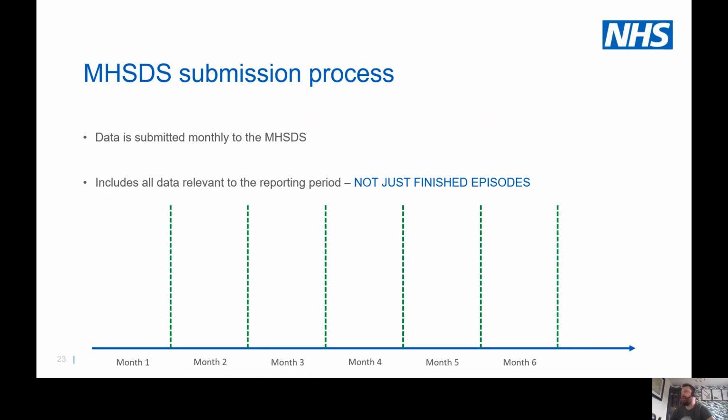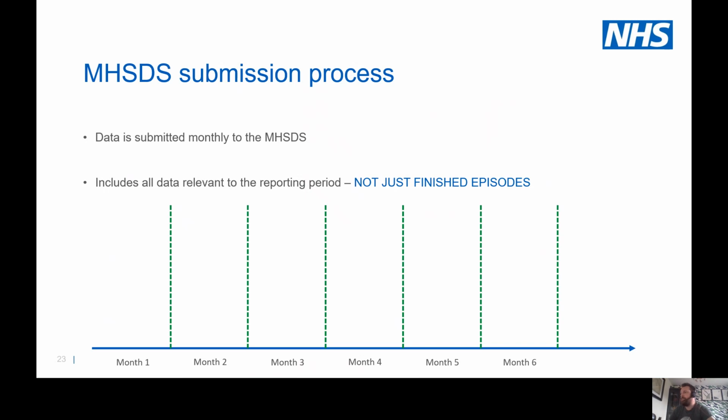So I've got an example here. We're going to talk about referrals, but this applies to anything we call episodic, so anything that covers more than one specific date. For example, a care contact is a discrete bit of activity that takes place on a specific day and a specific time. Admissions to hospital, referrals, and detention under the Mental Health Act span more than one date, so they are what we call episodic. We would receive that information every single month that episodic activity takes place.